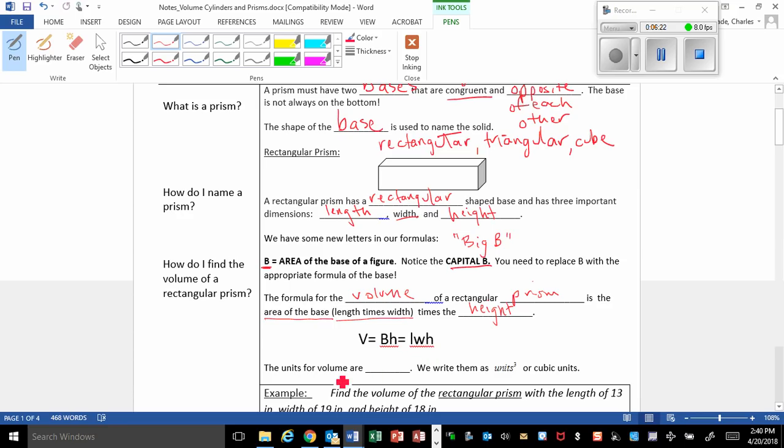Now, the units for volume: remember in area we said they were square. This is cubed for volume. We write them as units cubed or cubic units.